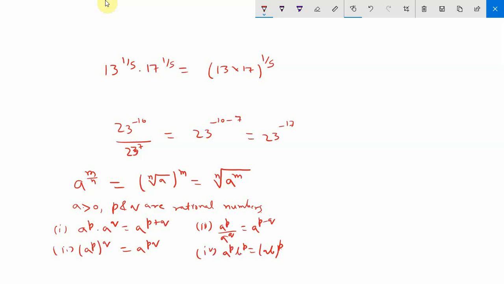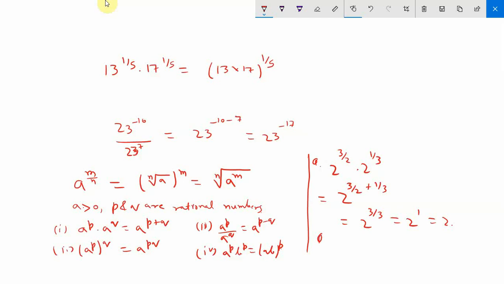Okay, so if we take a problem, just see this: 2 to the power 3 by 2 into 2 to the power 1 by 3. Now as the base is the same, we can add these two rational numbers, 3 by 2 plus 1 by 3. Okay, so it will be equal to 2 to the power 3 by 3, which is 2 to the power 1, equal to 2.